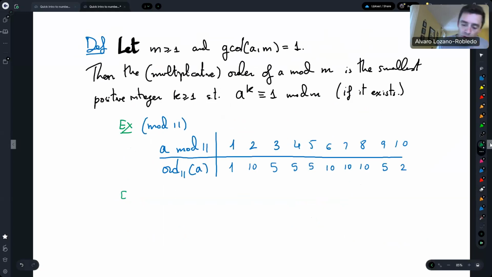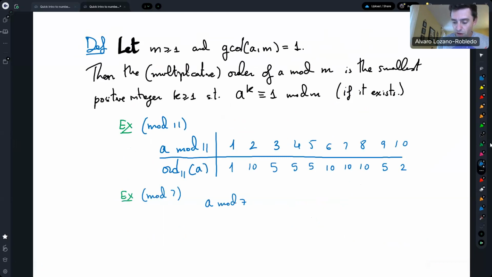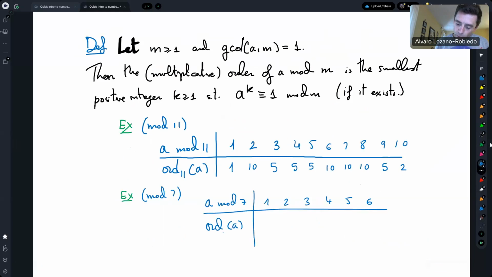How about the orders modulo 7? One can check that the orders are as follows. Modulo 7, the possibilities are 1, 2, 3, 4, 5, and 6. And the order of a modulo 7 are as follows. 1 has order 1, 2 has order 3, 3 has order 6, 4 has order 3, 5 has order 6, and 6 has order 2.